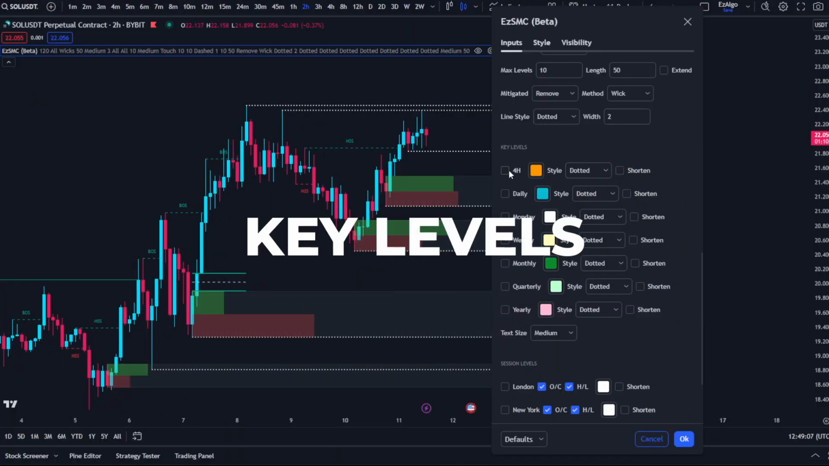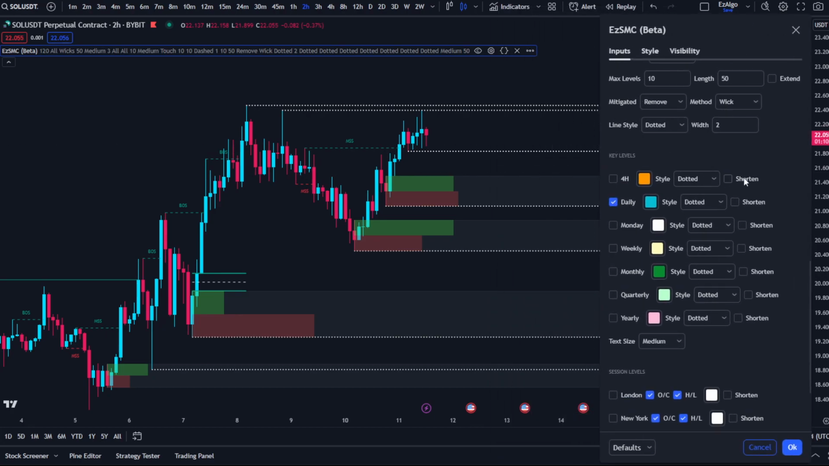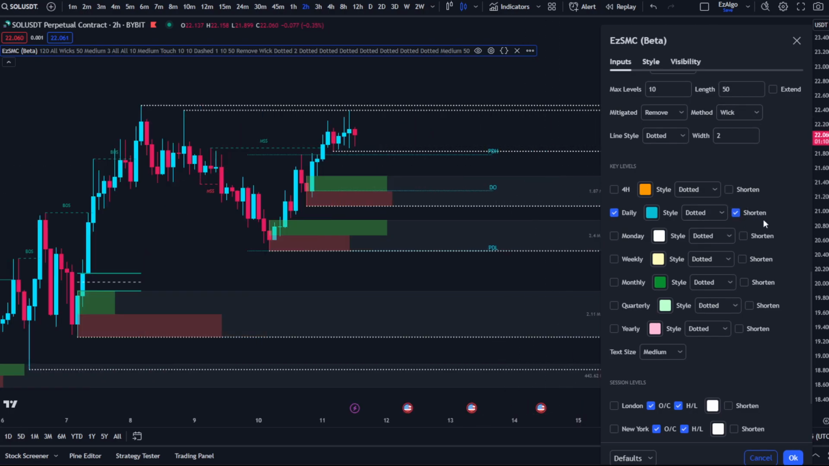So we have the 4-hour key levels: daily, Monday range, weekly, monthly, quarterly. So this will show, you know, the daily open, the daily high, the daily close. And we also have this shorten feature. If you want it abbreviated, you don't want that big text, you can simply toggle on the shorten feature and it will show your daily open, previous day low, previous day high, etc.